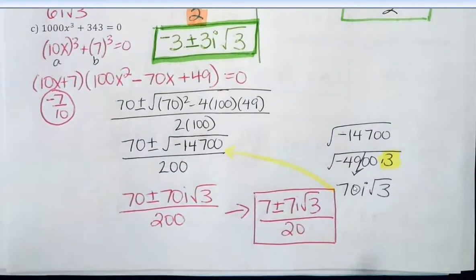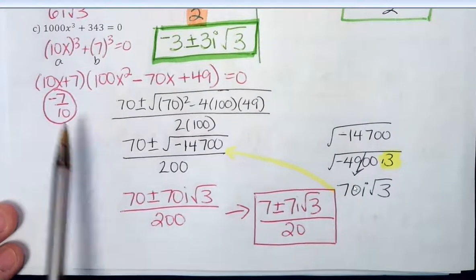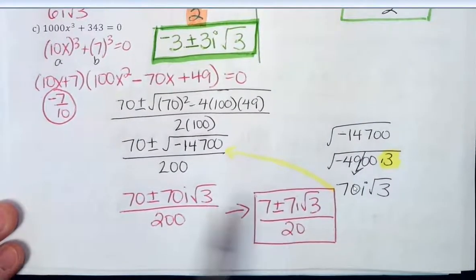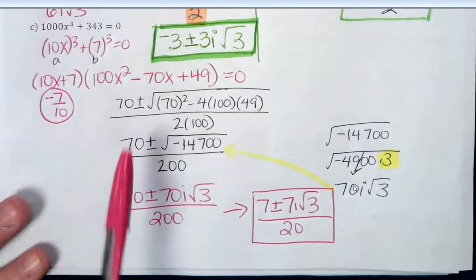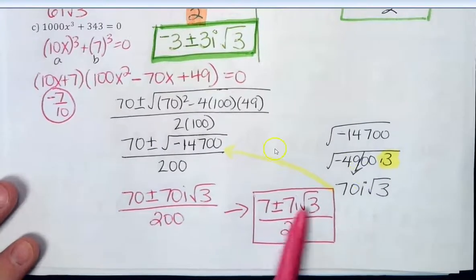I have one answer here and the other 2 here, so I get a total of 3 for my fundamental theorem, because I should have 3 answers if I have an x cubed as my highest power. Just leave it right like that if you can't reduce it any further.